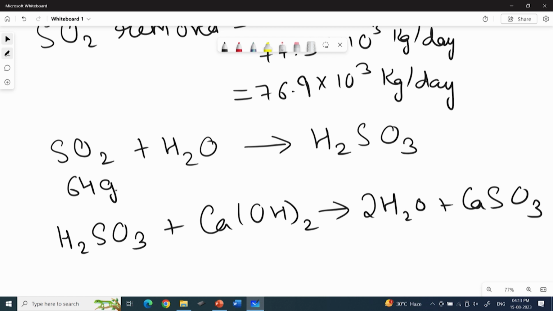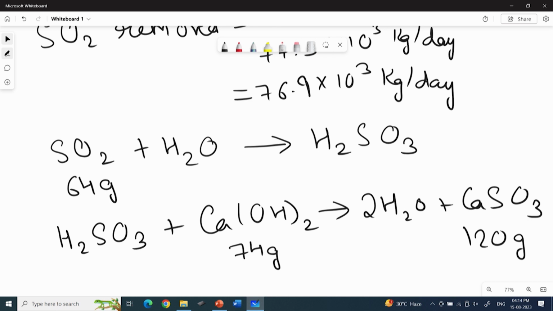This reacts with water and would produce H2SO3, and this H2SO3, 1 molecule again, would react with calcium hydroxide, the molecular weight of which is 74 grams, and would produce 2 molecules of water as well as 1 molecule of CaSO3 with a molecular weight of 120 grams. So, all in all, 64 grams of SO2 to be captured would require almost 74 grams of calcium hydroxide and would produce 120 grams of final product.